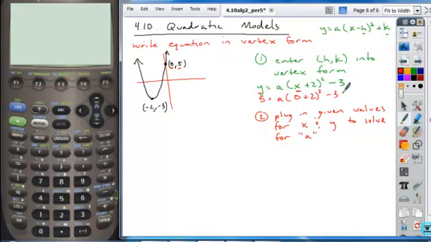So now as I solve for a, I can add 3 to both sides, giving me 8 is equal to a times 2 squared, which is 4. And so to isolate a completely, divide both sides by 4, and I get my a value to equal 2.